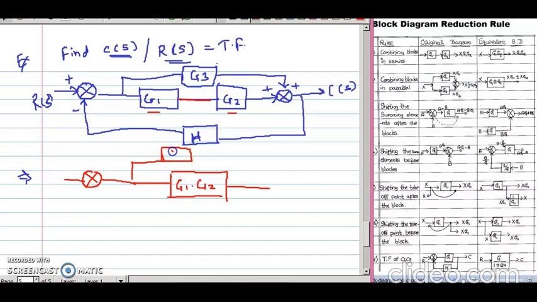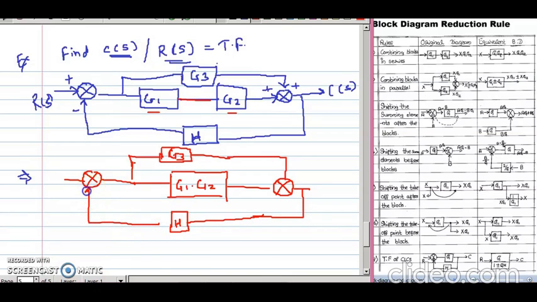This is G3, right? And it goes to the mixer directly. Okay. And then one more feedback path is there. The feedback path is from the output to the input. Okay. So see, the remaining structure is as it is. This is the R of S. This is the C of S. Remaining structure as it is. Okay. Now again, what to do? What is the next step?